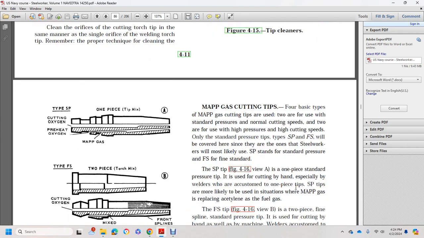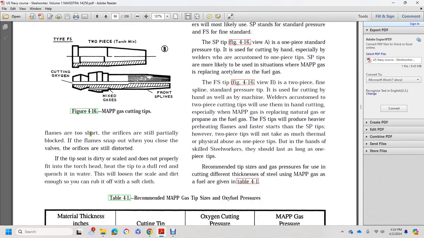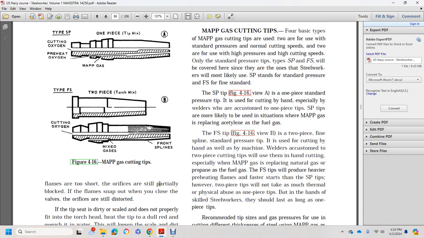If the flames are too short for the orifice, or the flames snap out when you close the valve, the orifice and seat of the tip may be dirty. See if the tip does not properly fit the torch head due to dirt and scale. Heat the tip until it's all red and quench it in water. This will loosen the scale and dirt enough so you can rub it off with a soft cloth.